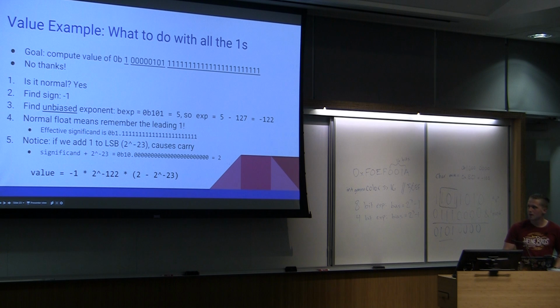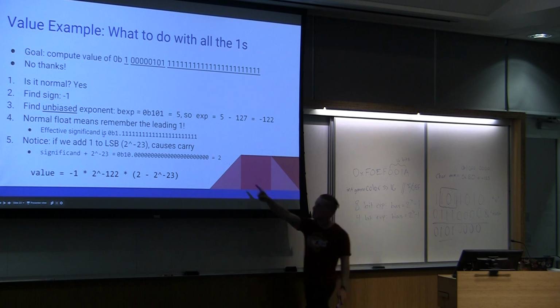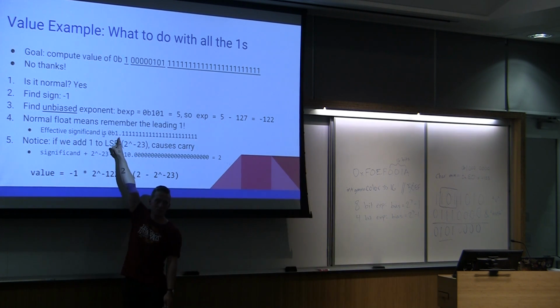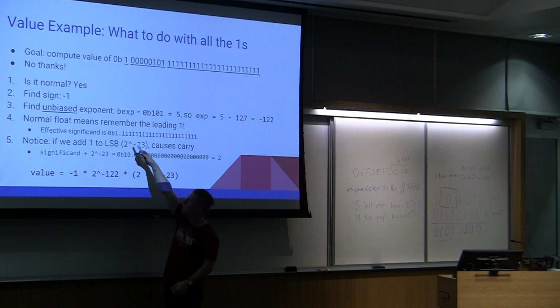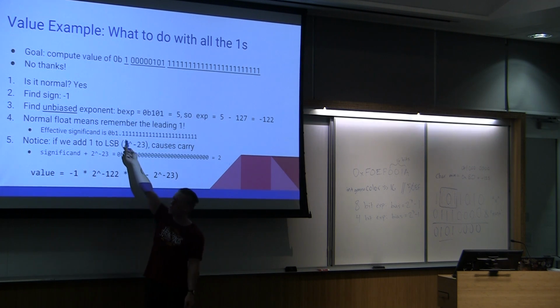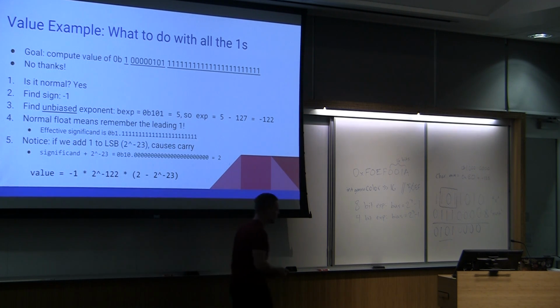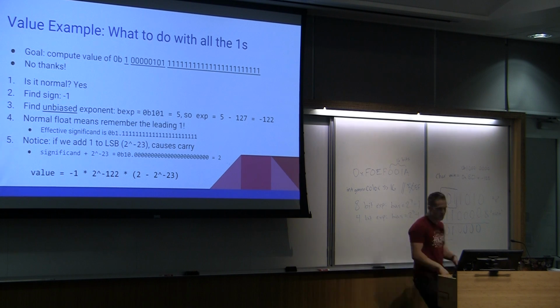And so now we have to figure out the value. A normal float means that you have to remember the leading one. It's not written in the significand, but right here before the significand bits, we imagine there's a 1. So our effective significand is all the ones that are already written here, and then an additional 1 before the decimal place. I've written a binary number that has a fractional part here, and it's just like writing a decimal number that has a fractional part.